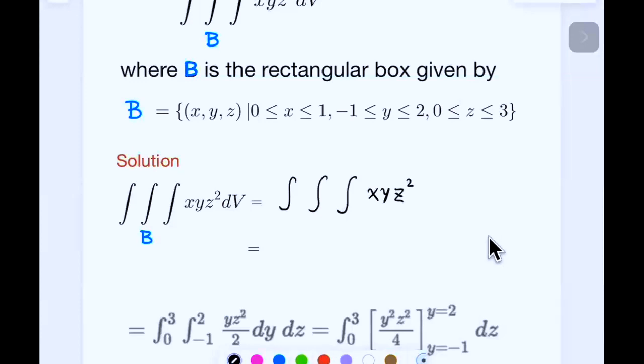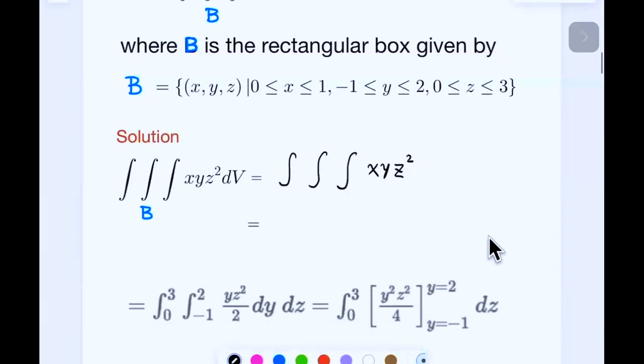Which one do you want to integrate first? Really, it doesn't matter. Fubini's theorem says that it doesn't matter if this is a rectangular box and if this is a continuous function. You don't need to switch the function around. You just need to switch the corresponding upper and lower limits around. So how about we just go by alphabetical order? dx, dy, dz. x goes from what to what? It's going to be 0 to 1.